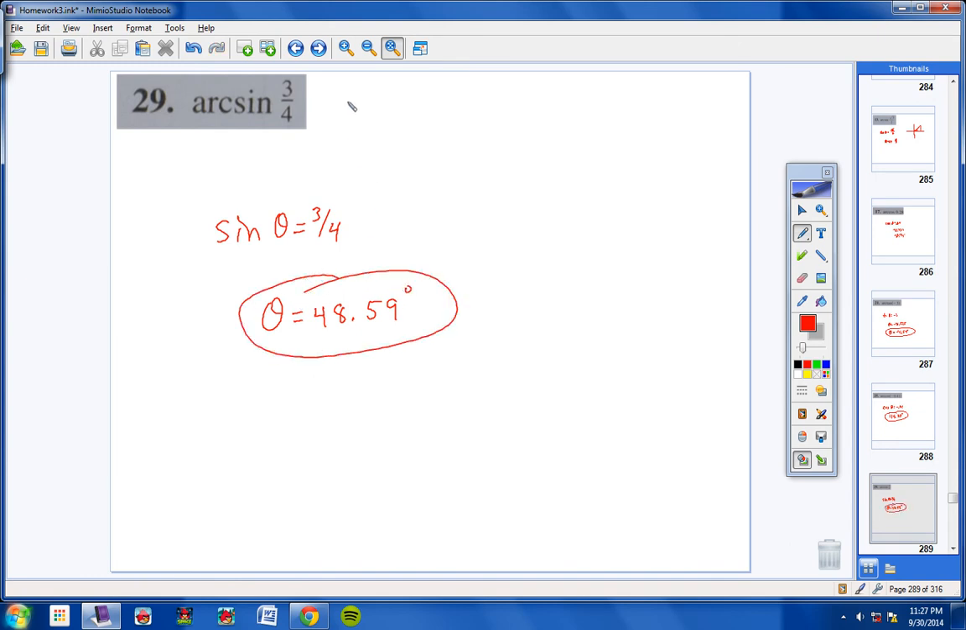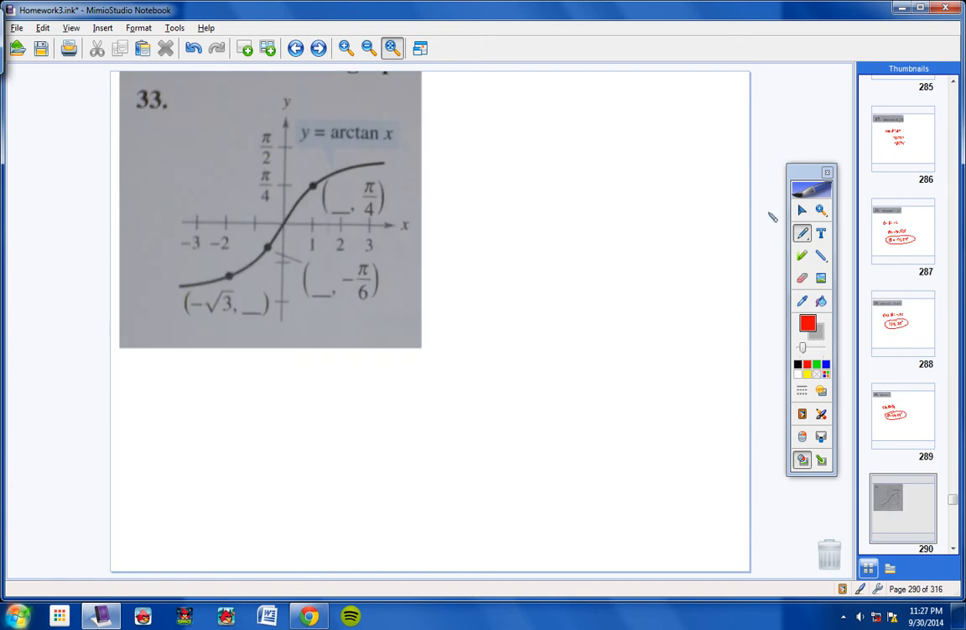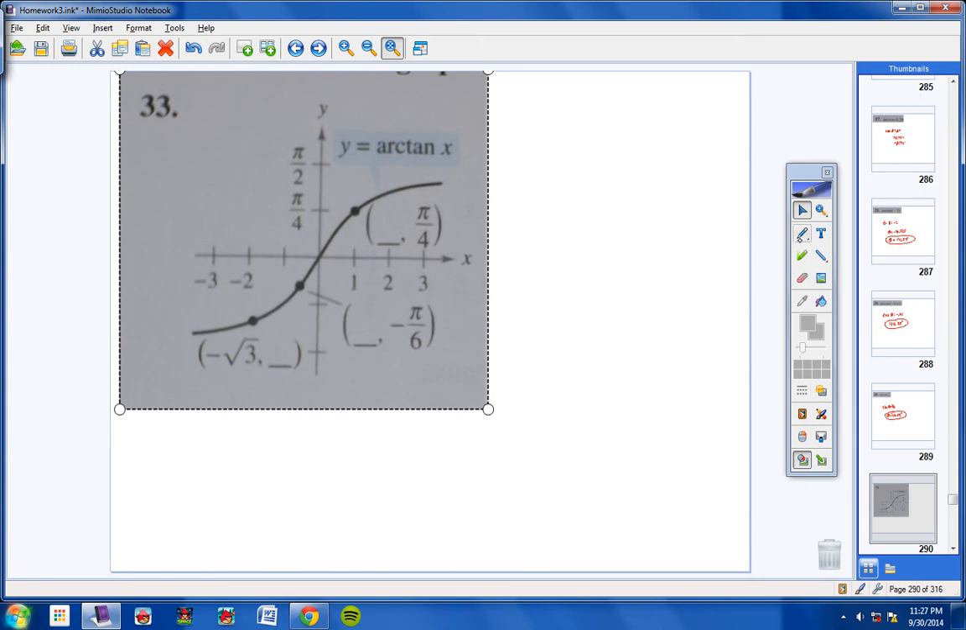Okay, all right, moving on to number 33. Now this is a pretty cool problem here. See if you can stay with me on this. Okay, students, here we go. Now what they want us to do, stop and think for a second. They want us to fill in these blanks. In other words, they want us to find the x values here. When y is pi over 4, find x.